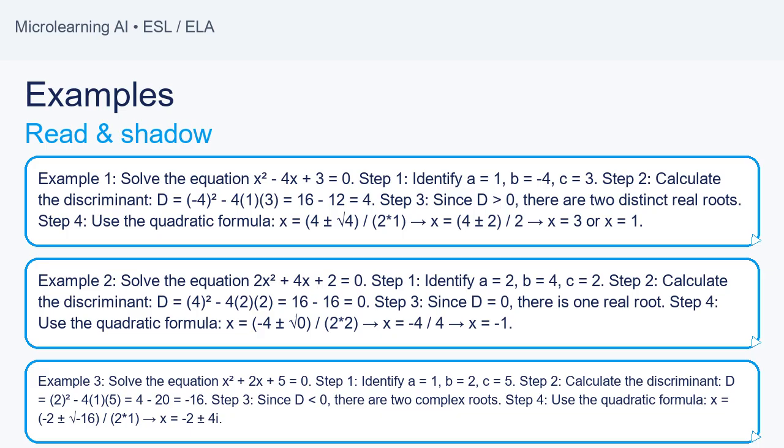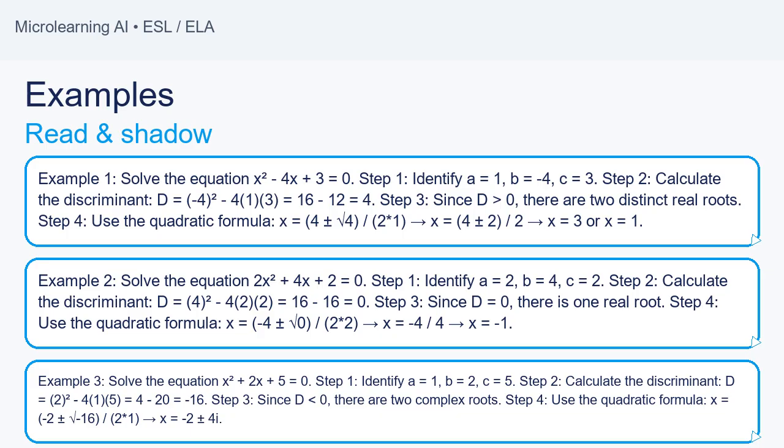Example 1. Solve the equation x squared minus 4x plus 3 equals 0. Step 1. Identify a equals 1, b equals negative 4, c equals 3. Step 2. Calculate the discriminant. D equals negative 4 squared minus 4 times 3 equals 16 minus 12 equals 4. Step 3. Since D is greater than 0, there are two distinct real roots.